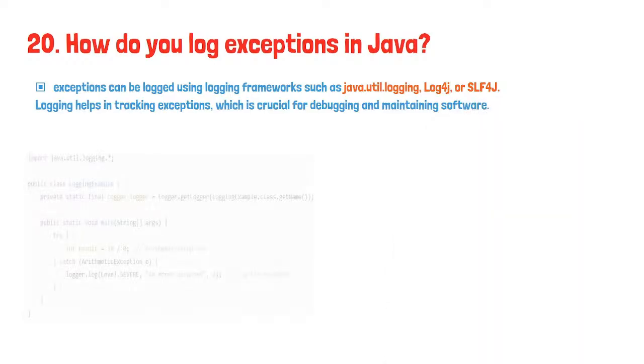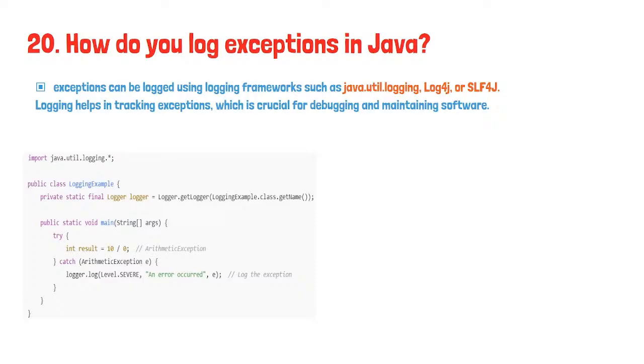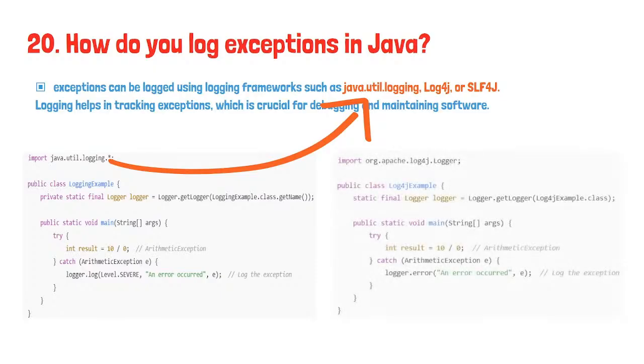So we can see one logging example where we have used java.util.logging. In the main method, we are dividing 10 by 0, so here we can log our exception, the ArithmeticException. In logger.log with Level.SEVERE, what we will get is a message like ArithmeticException, you cannot divide by 0, or an error occurred. So this is the method of logging through the java.util.logging package.